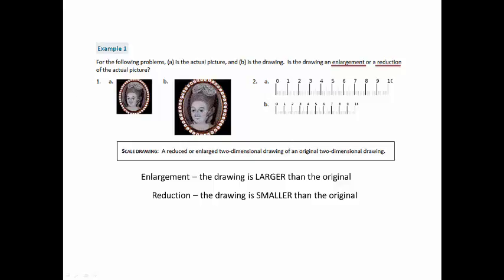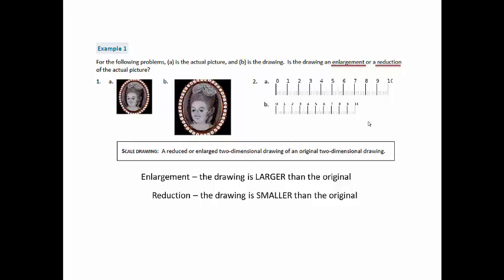So here in number 1, our original picture, or our actual picture, is smaller than the drawing. So the drawing is an enlargement. In number 2, the actual picture, here it looks like a ruler, the drawing is smaller than the actual picture or the original, and so it is a reduction. Keep in mind those two vocabulary words. We're going to be using them a lot.